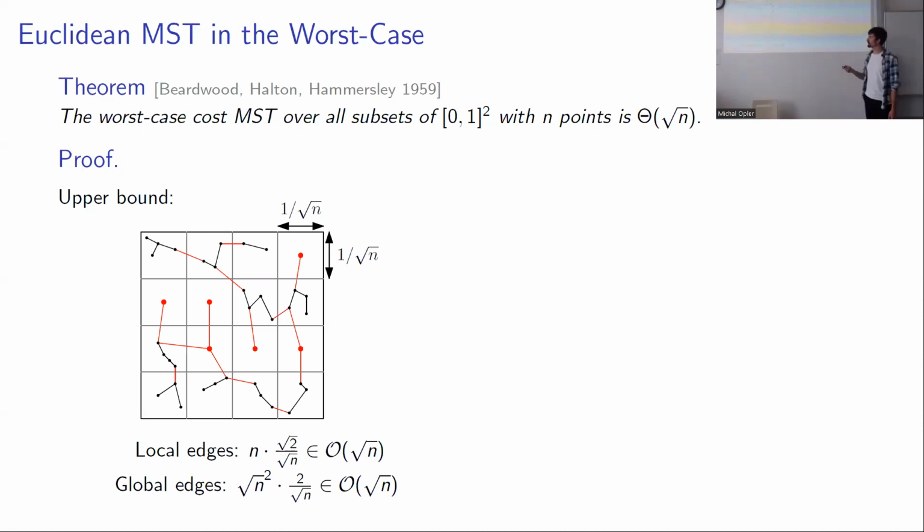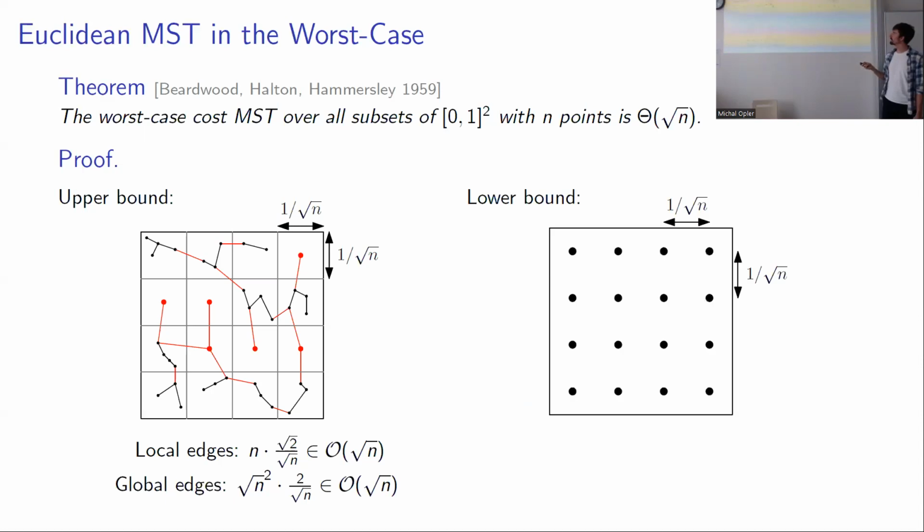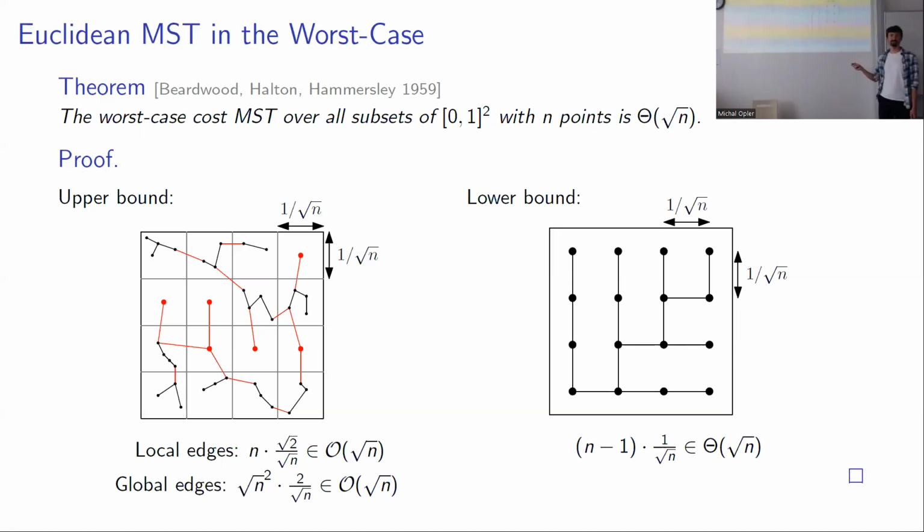And again, because you're at the worst case, you're connecting something that's roughly 2 squares away, then you're taking linearly many edges of this length, and again, that sums up to square root of n. So that's the upper bound, that this order always suffices, but also the lower bound is super simple. Take a grid, and now there is no edge between 2 points of length shorter than 1 over square root of n. So I have to take at least n minus 1 of those because it's a spanning tree, and therefore I get this.